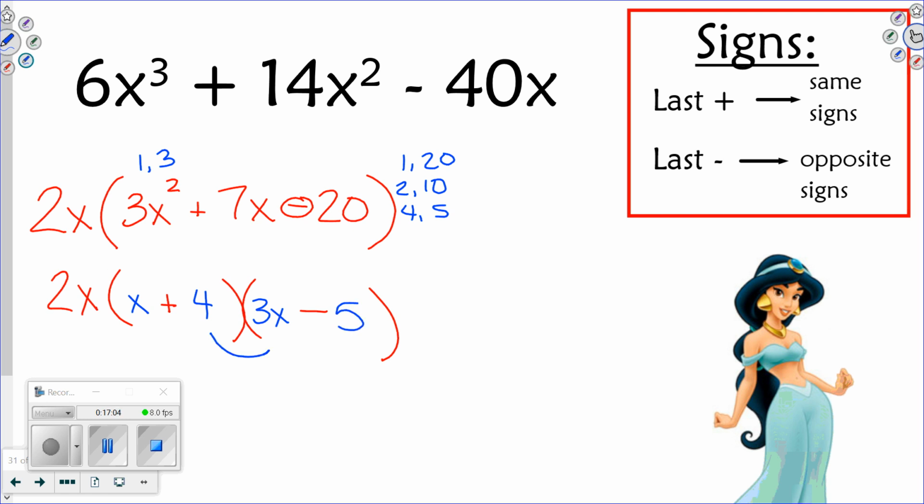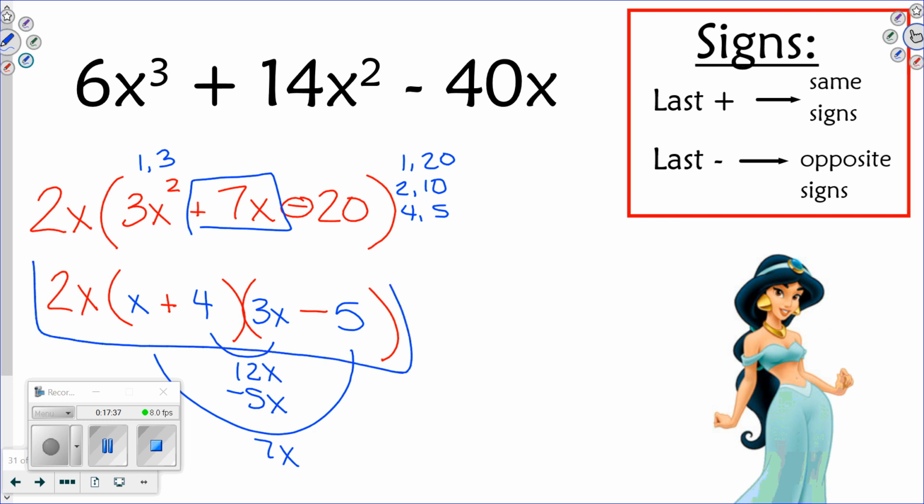Now, the question came up, why are you only checking the inner and outer? Why did I switch and just check those? Those are the middle ones that I'm trying to make sure work out. Can you still fully distribute this? Yes. You fully distribute, you'll end up with the 3x squared and the 20 on your ends. So if you are more comfortable, by all means, fully distribute. I'm just lazy, so I check inner and outer. So inner gives me 12x. Outer gives me negative 5x, which is a positive 7x. And I was trying to get a positive 7x, so I know this works.